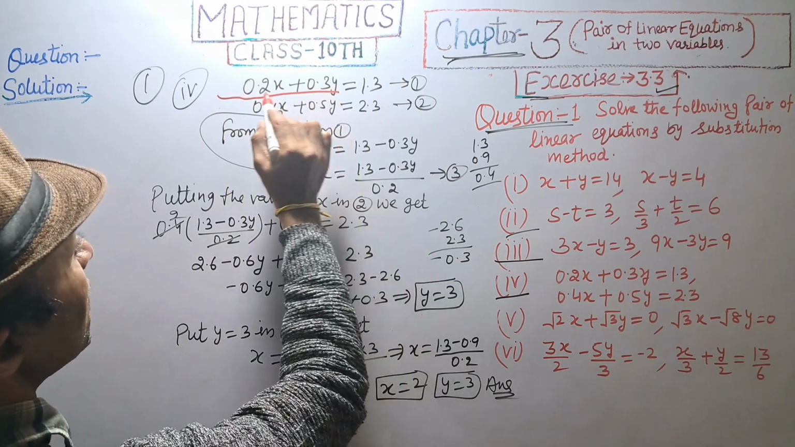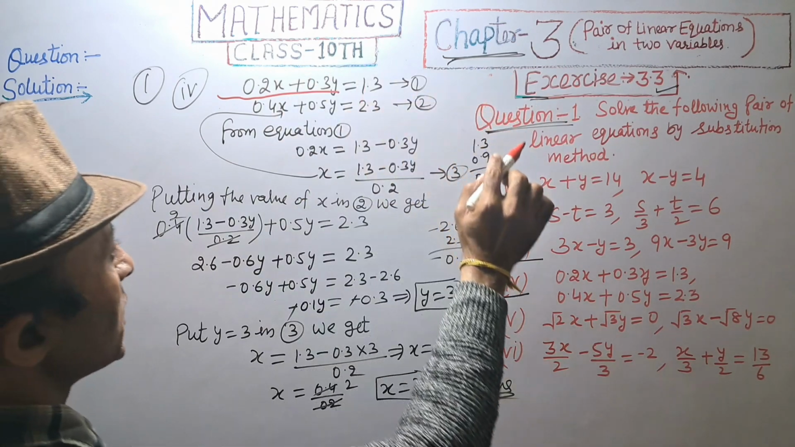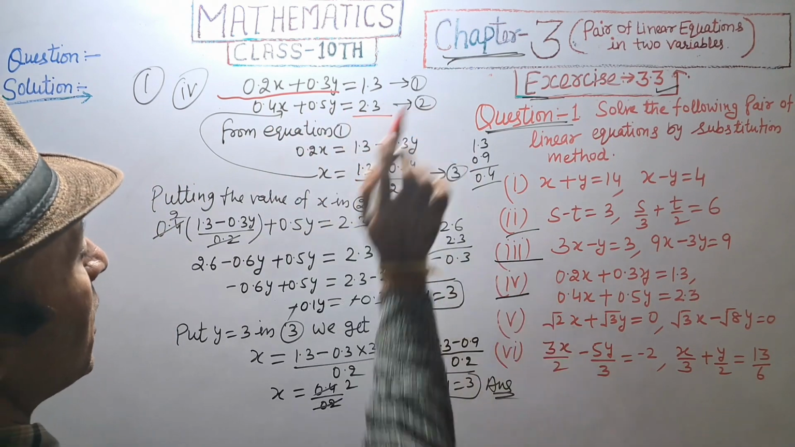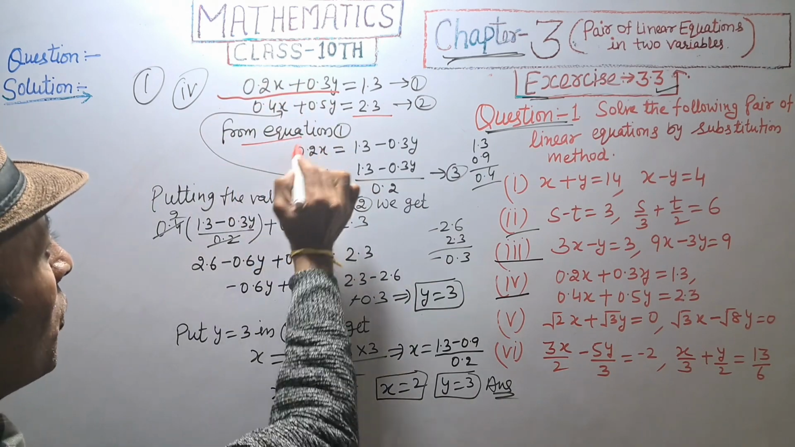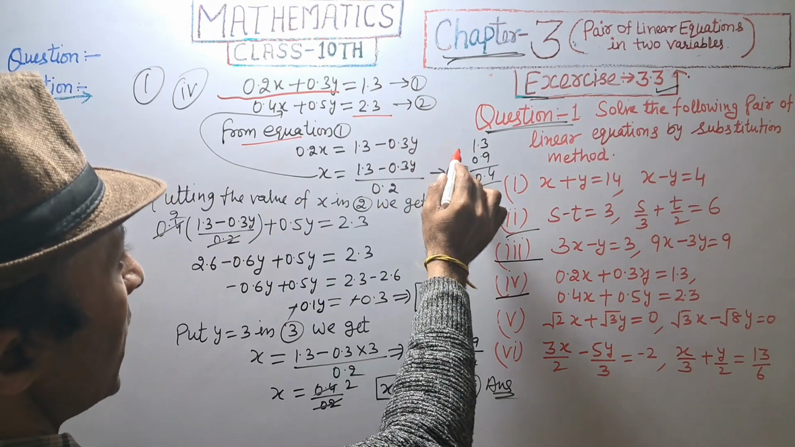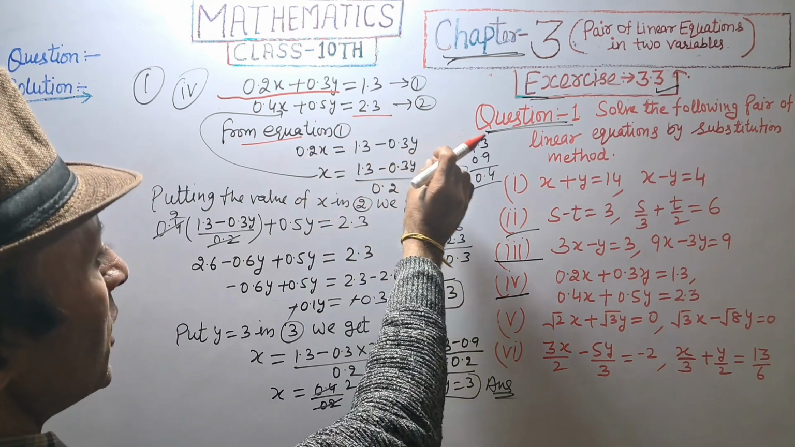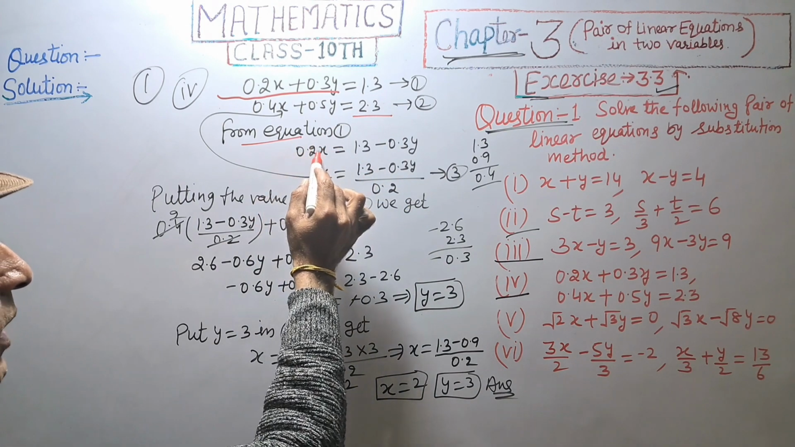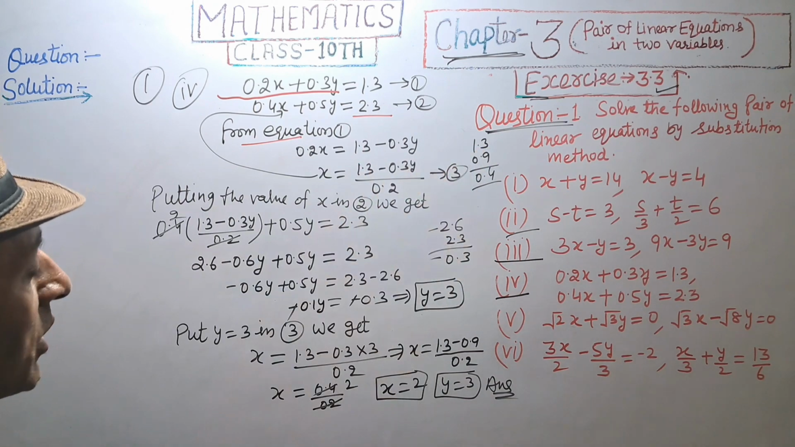Given equation is 0.2x plus 0.3y equal to 1.3, it's equation number first, and 0.4x plus 0.5y equal to 2.3, equation second. From equation first, we get 0.2x equal to, shifting 0.3y to the right side, negative 0.3y, and x equal to (1.3 minus 0.3y) divided by 0.2. This number 0.2 multiplying by x is divided on the right side, and it's equation number third.